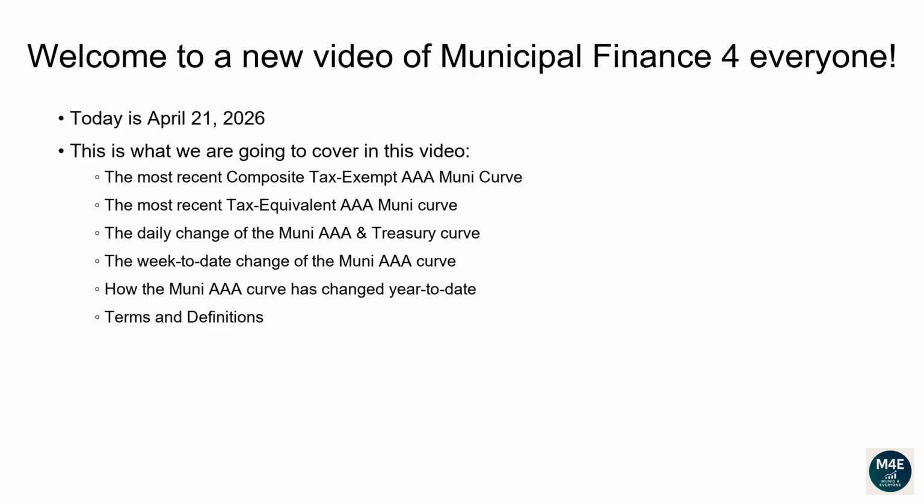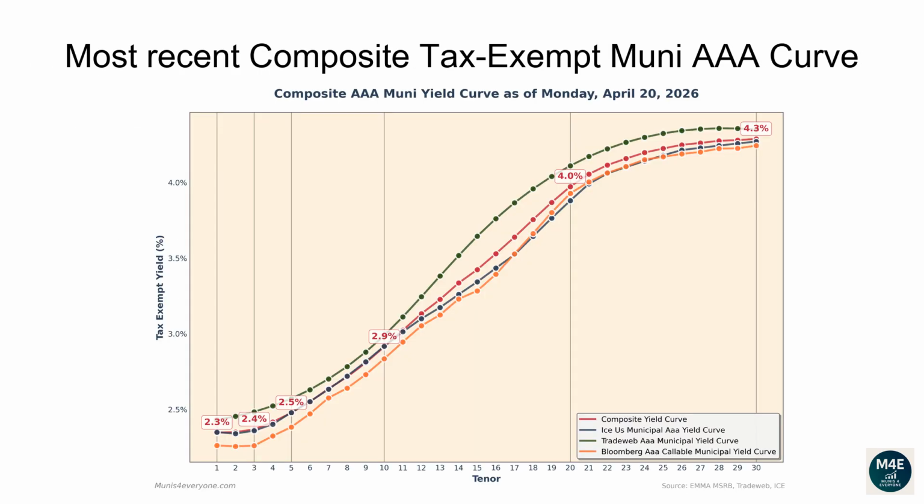Terms and definitions. Let's go over the most recent composite tax-exempt Muni AAA curve. The following composite tax-exempt yield curve is based off the most recent ICE, TradeWeb, Bloomberg yield curves that are available on the MSRB website, plus some proprietary extra adjustments, as of April 20, 2026.